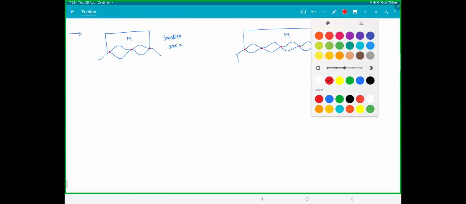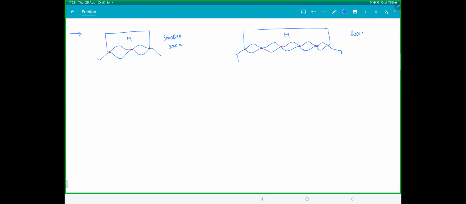So we have a larger area. So what happens here? Because the number of points are less, we have a higher pressure. Because the pressure is high, the bonds are stronger. In the second case, the area is more, but remember, mass is still the same. You will have a lesser pressure because pressure is force by area. That means on each bond, the bonds become a little weaker.